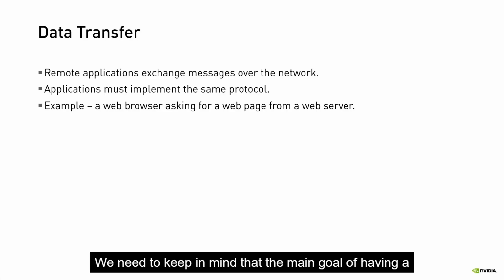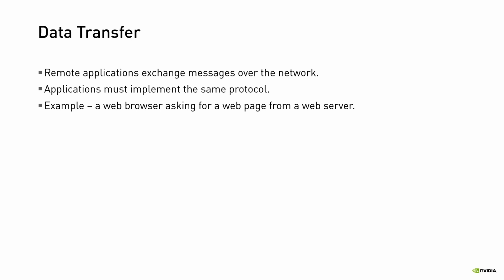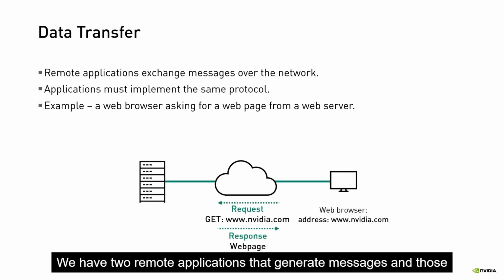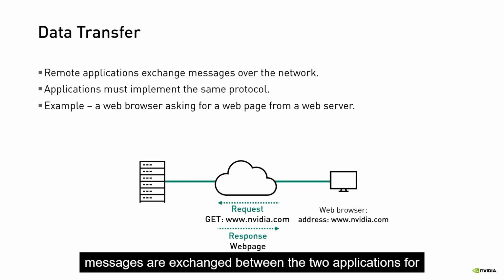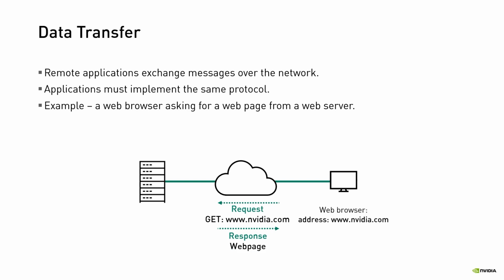We need to keep in mind that the main goal of having a network is data transfer. Let's see how it works. We have two remote applications that generate messages, and those messages are exchanged between the two applications. For the applications to be able to understand each other, they must implement the same protocol.